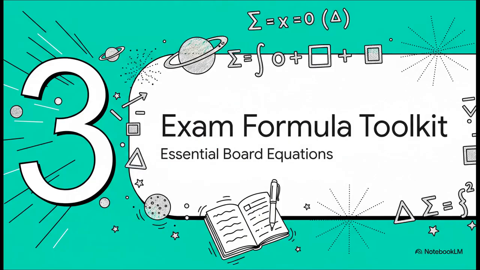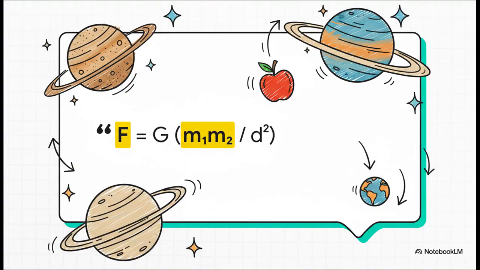Okay, moving on to your exam formula toolkit, these are the essential equations you absolutely must know for your boards. All right, first up, and this one gets a star for a reason, this is the big one. F equals G times m1 m2 over d squared. This is Newton's universal law of gravitation. Seriously, if you memorize only one thing from this chapter, let it be this formula. It is the key to solving so many problems.